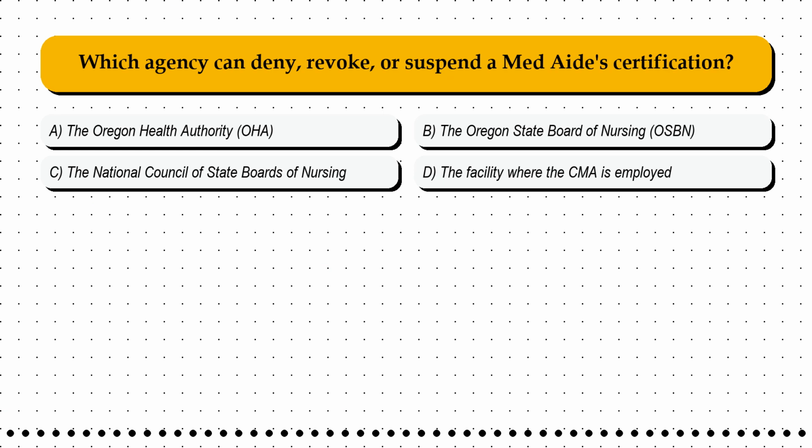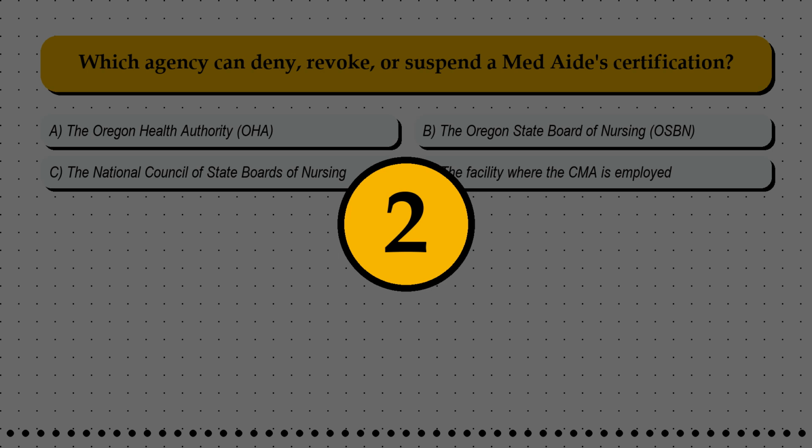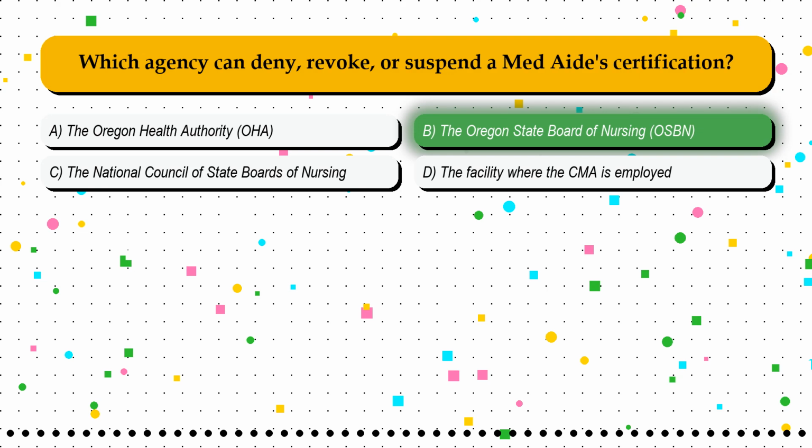Question 327. Which agency can deny, revoke, or suspend a Med-Aide certification? Option A, the Oregon Health Authority, OHA. Option B, the Oregon State Board of Nursing, OSBN. Option C, the National Council of State Boards of Nursing. Option D, the facility where the CMA is employed. The correct answer is option B, the Oregon State Board of Nursing, OSBN.